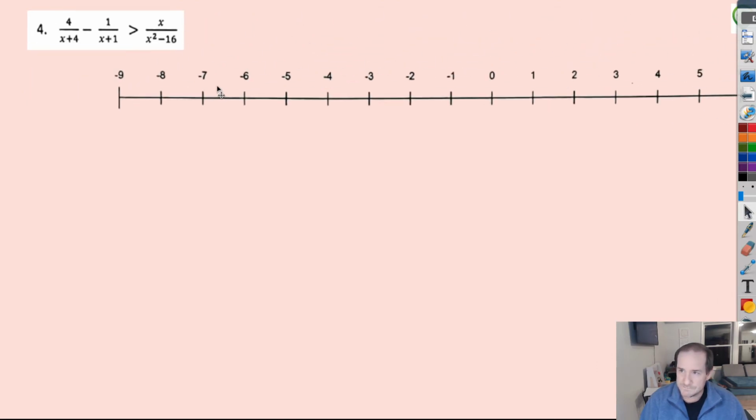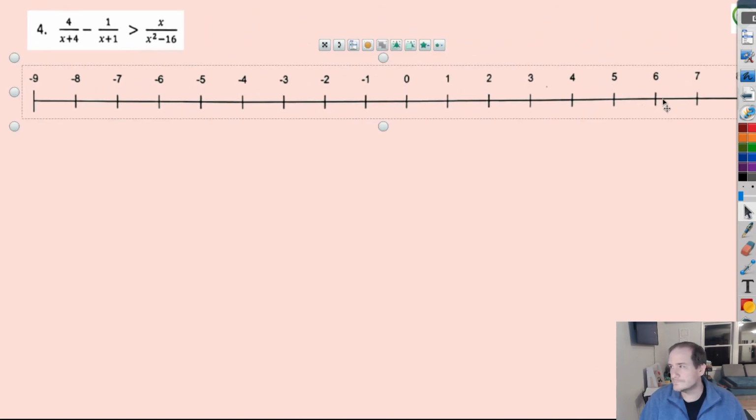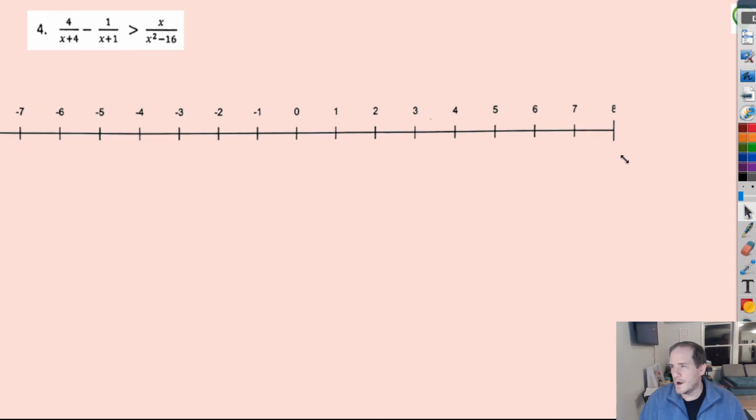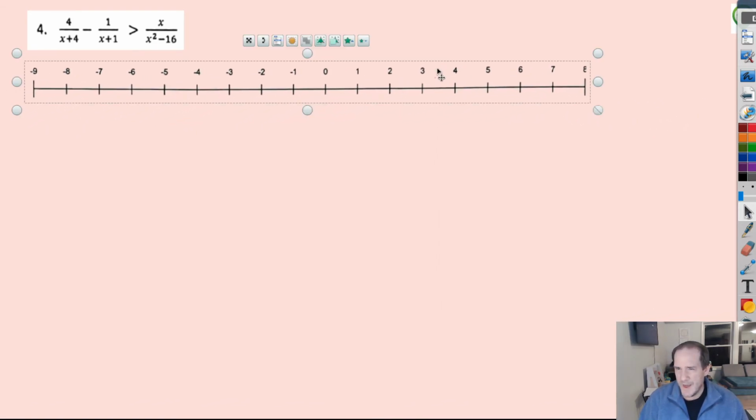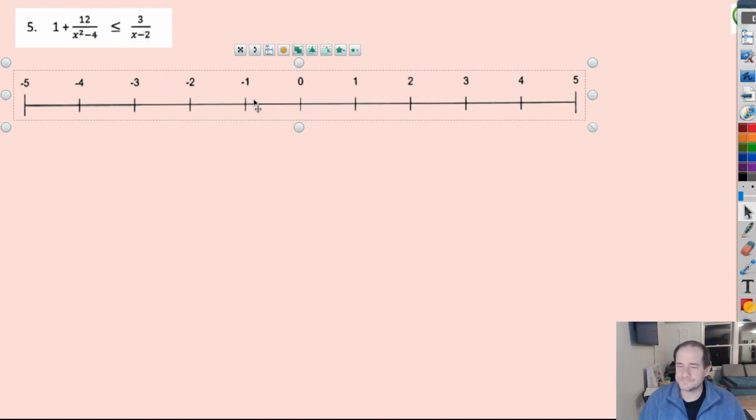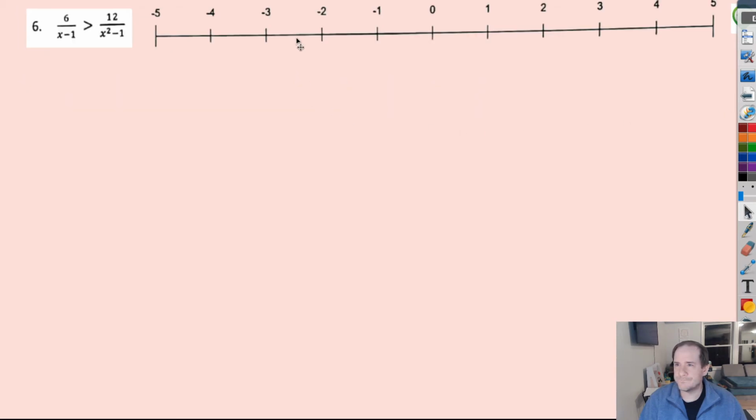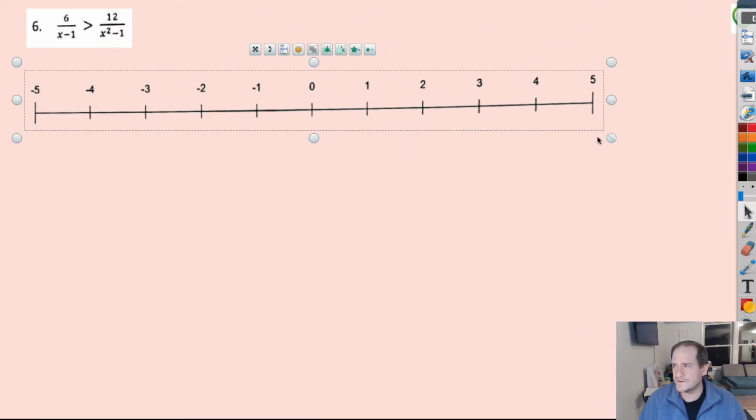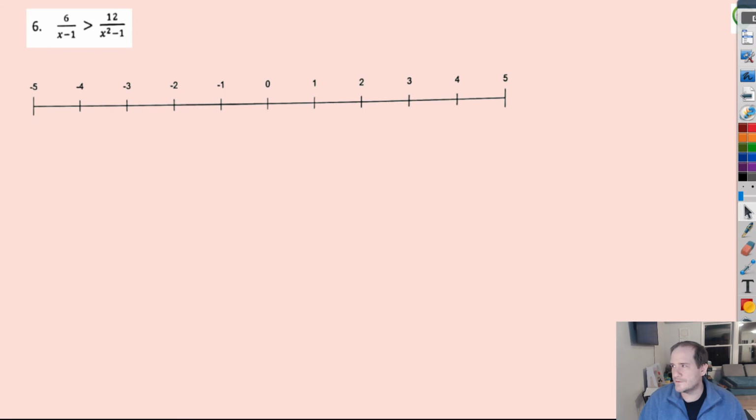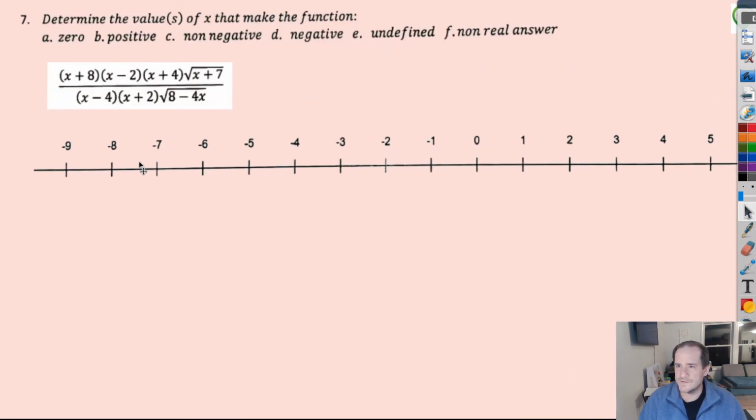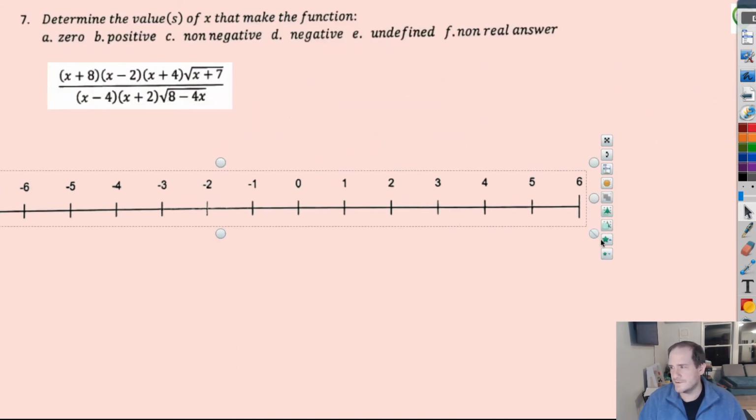Here's another one. And another one. And another and another. None of these are the ones with radicals. I think there's one more. Yeah, so here's another one that has a radical in it. You can do this if you want to.